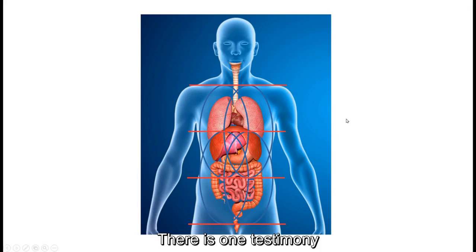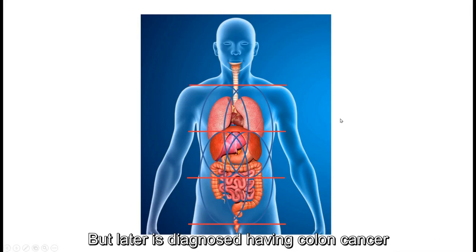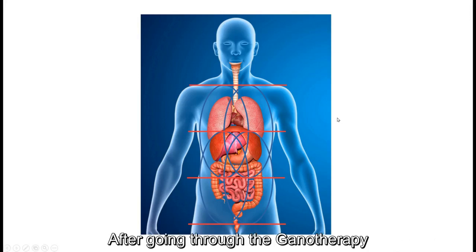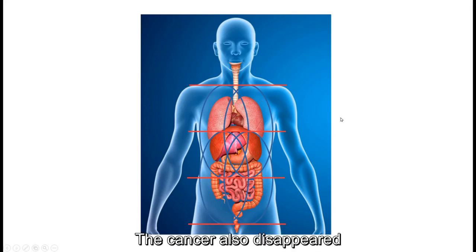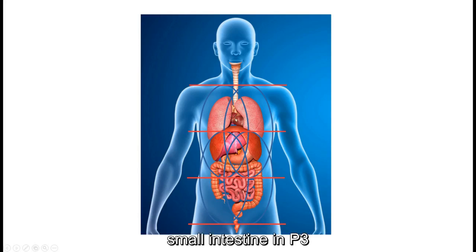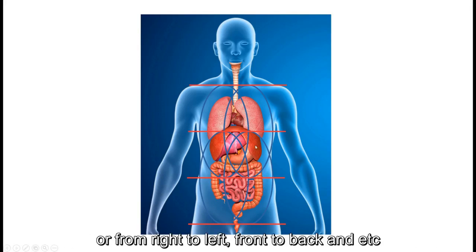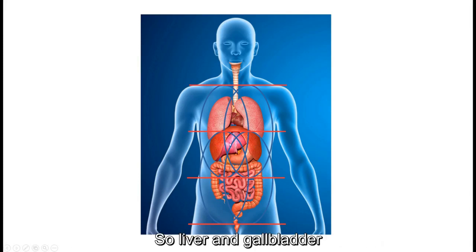There is one testimony that a member was suffering from asthma, a lung problem, but later was diagnosed with colon cancer. After going through the gynotherapy, when the asthma became well, the cancer also disappeared. We proceed further, and you can see the heart in T3 is reflected to the small intestine in P3. For the abdomen section, the reflection is from left to right, or right to left, front to back, etc. So liver and gallbladder, stomach and pancreas, kidney and bladder are associated.